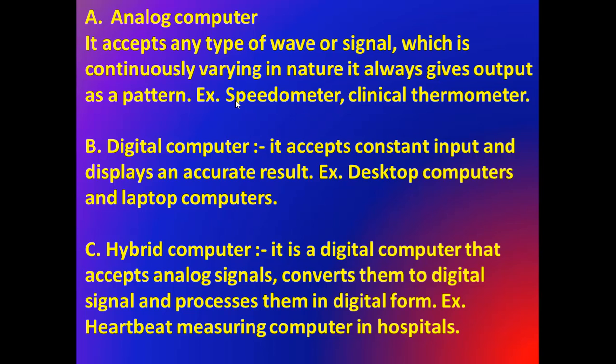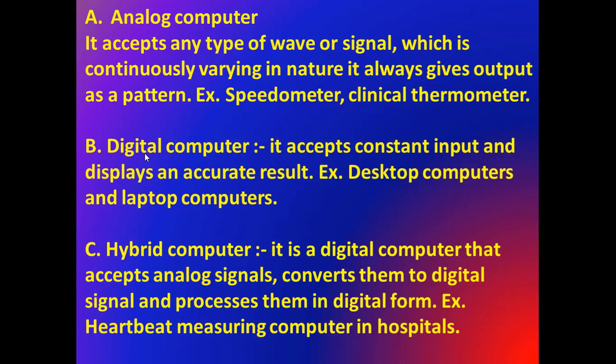After that, digital. As its name suggests, digit, this type of computer accepts input in the form of digits. It accepts constant input and displays an accurate result. Students, there is a difference between the results of analog computers and digital computers. For analog computers the result is an estimate, not exact, but the result of digital computers is 100% accurate. For example, your desktop computers and your laptop computers.